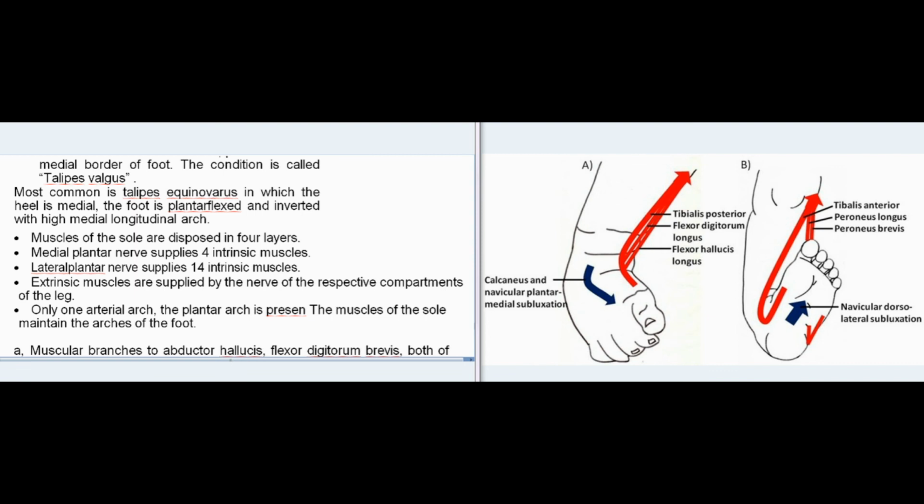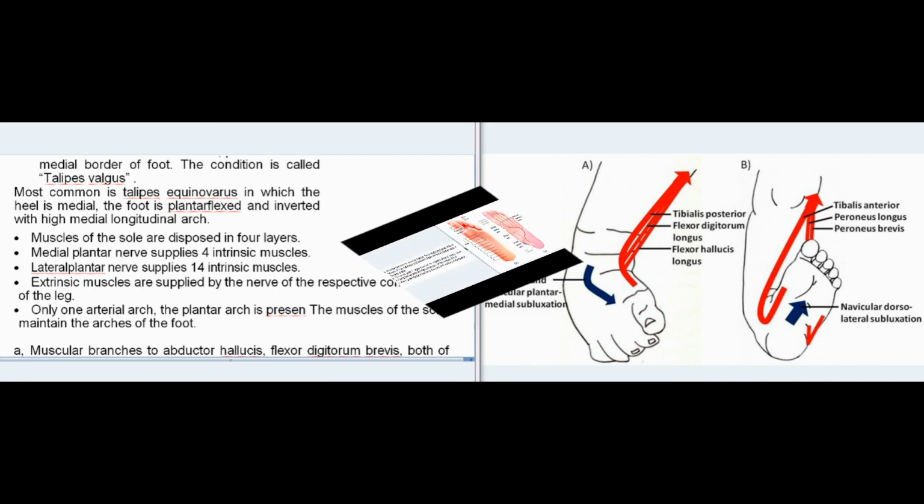Most common is talipes equinovarus, in which the heel is medial, the foot is plantar flexed and inverted with a high medial longitudinal arch. Muscles of the sole are disposed in 4 layers. Medial plantar nerve supplies 4 intrinsic muscles. Lateral plantar nerve supplies 14 intrinsic muscles. Extrinsic muscles are supplied by the nerve of the respective compartments of the leg. Only one arterial arch, the plantar arch, is present. The muscles of the sole maintain the arches of the foot.